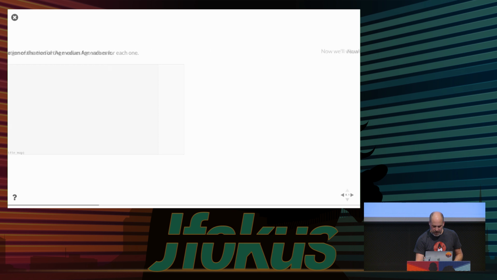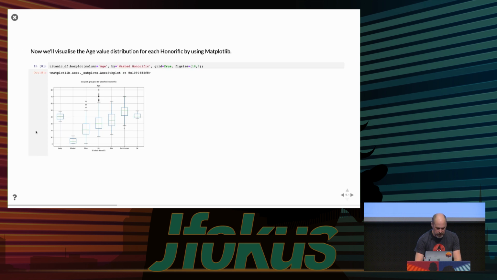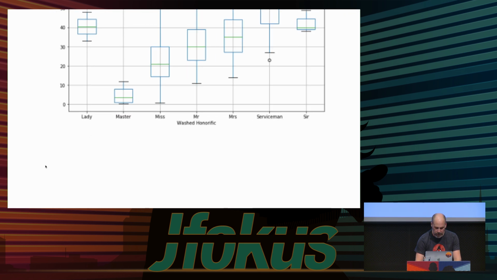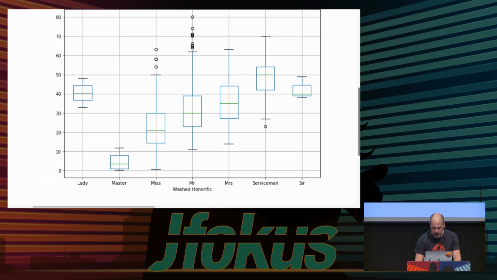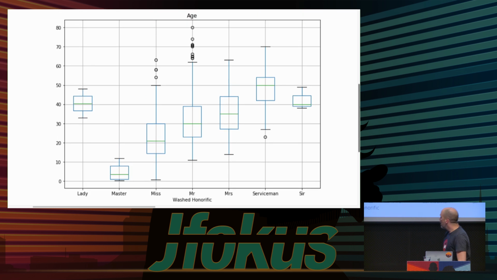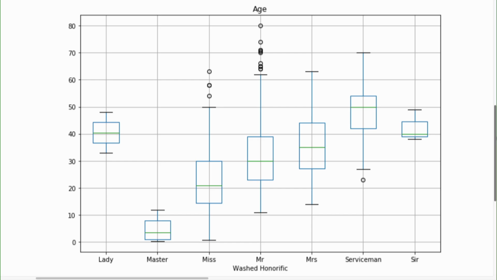I'll do that mapping, and then I'll just do a simple box plot. Now, this box plot is going to show us a couple of things. Let me zoom into it. There's a box plot of all of my data. The first thing it shows us is that I've got fewer honorifics now. I've got lady, master, miss, Mr., Mrs., serviceman, and sir. This box plot is showing me the distribution of age for each group, right? And you see these dots at the top, they're outliers. But what we're interested in here is the green line. The green line tells us the median age.